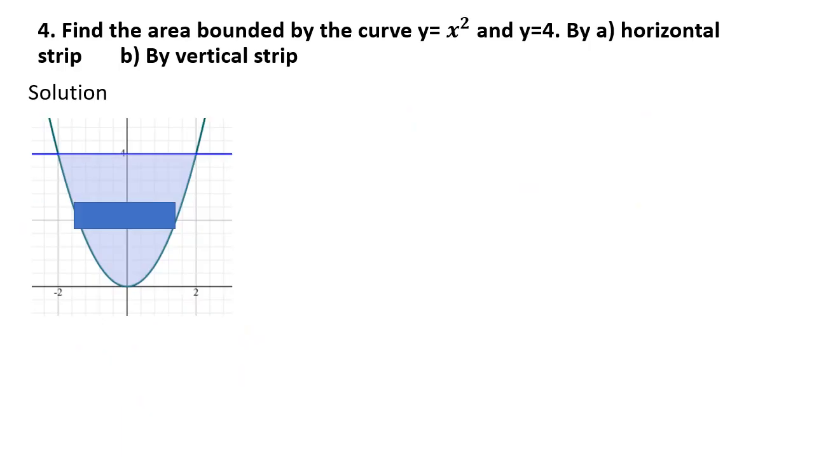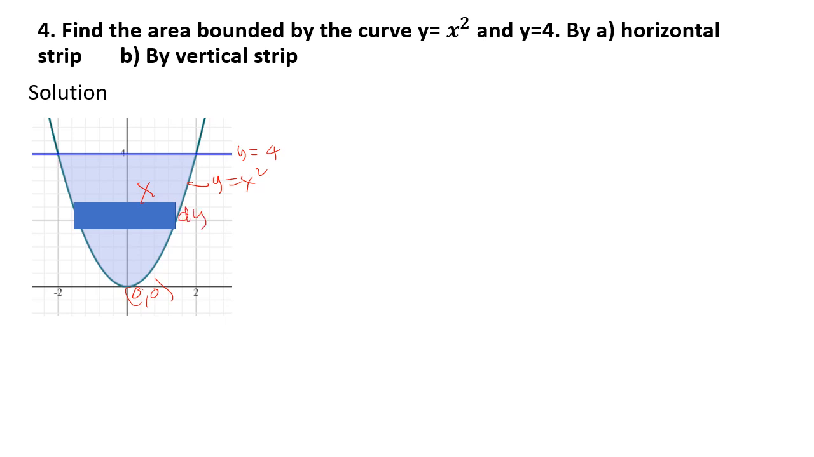So find the area bounded by the curve y equals x squared and y equals 4. So this was the curve y equals x squared. This one is y equals 4, the line. This one is (0, 0). This one is your x. This one is your dy.